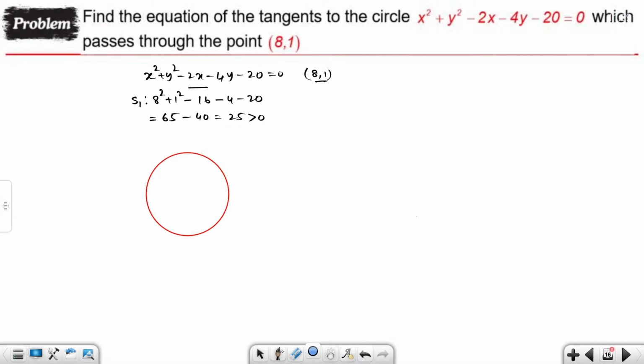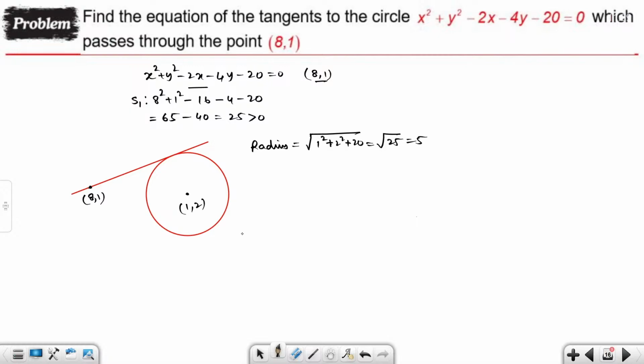Okay, in Cartesian form, what was the criteria? The point has to be on the circle, but it is not on the circle. Okay, so this is the tangent. So we have to find out the equation of this tangent, and they have said that this tangent is passing through the point 8, 1. Okay, what is the center of this circle? The center of the circle will be 1, 2. And what is its radius? Its radius is root over 1 square plus 2 square plus 20. That gives us root 25, which gives us 5.